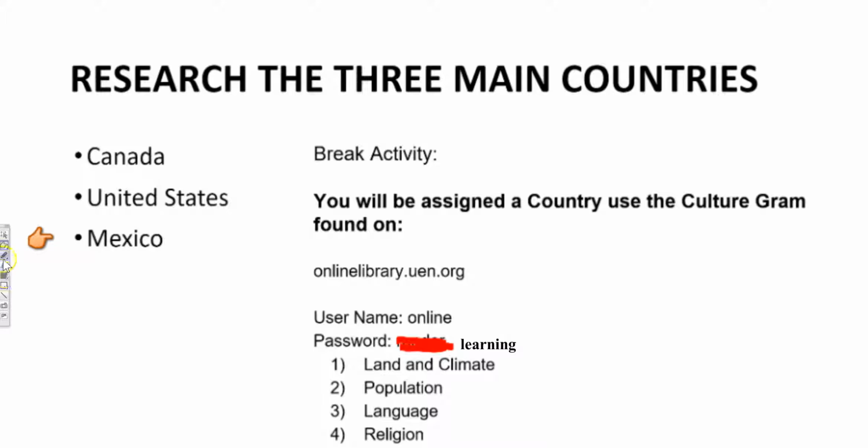You guys are going to write. I'll give you permissions to write on the board. You guys are going to write on the board about these subjects: land and climate, population, language, and religion. Remember to go to onlinelibrary.uen.org. Okay, so let me break you out real quick into groups. Somebody had a question before I break it into groups.